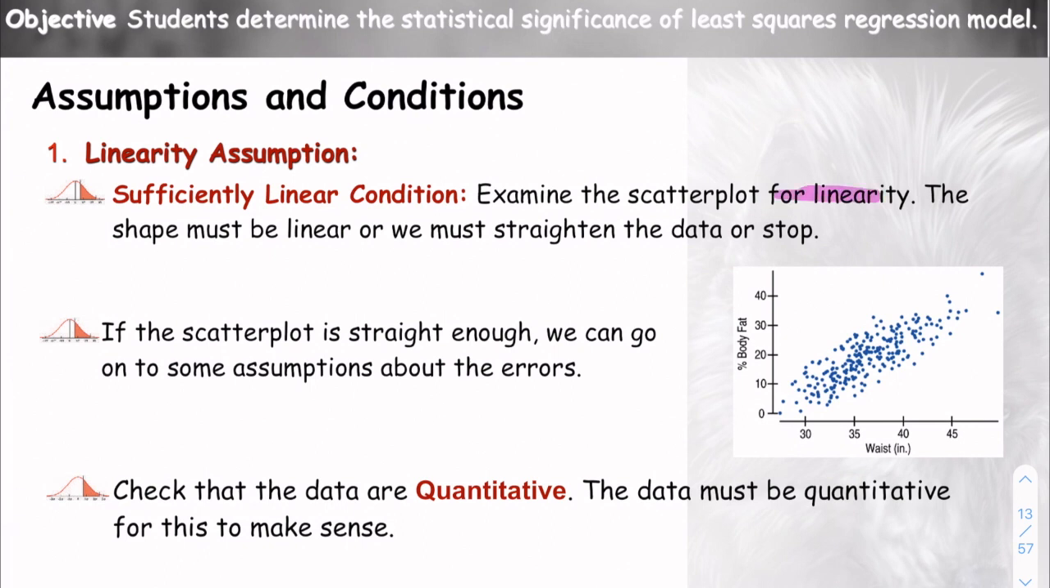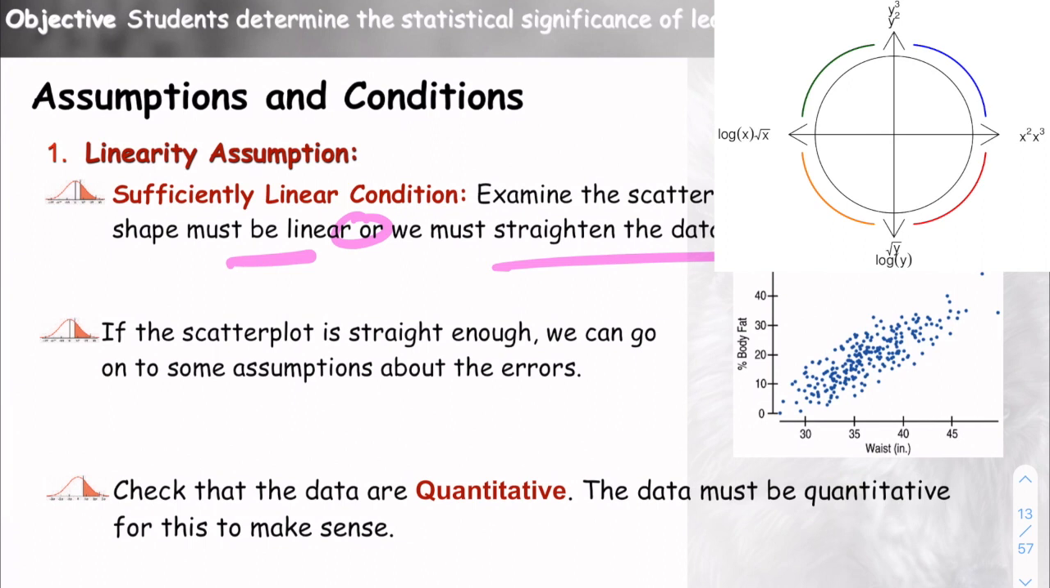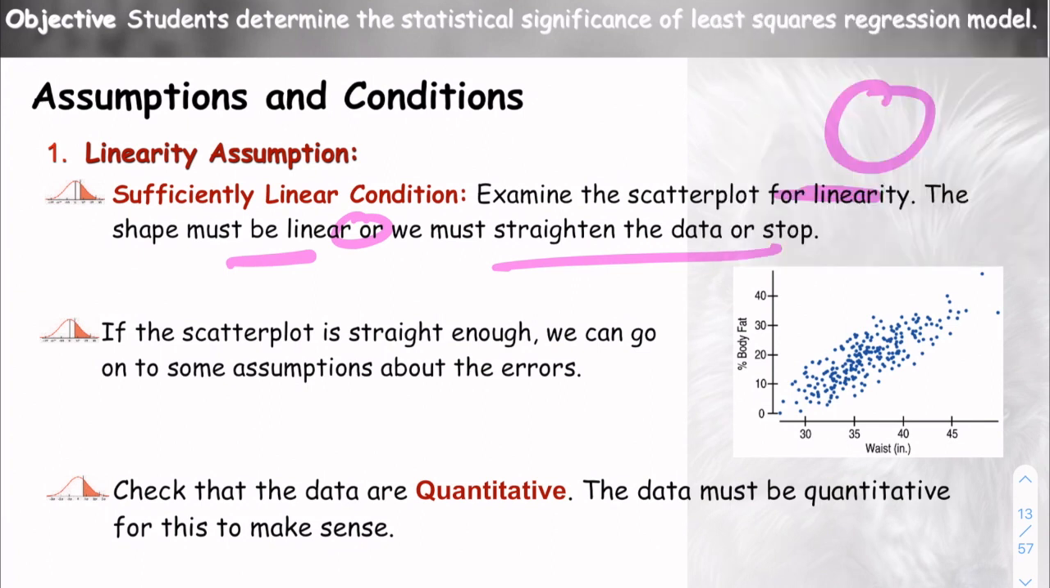The shape must be linear, or we must straighten the data. And we've talked about that. We either take the log of x or the log of y or log both. And that goes to that circle from Chapter 9 if we're going up or down in terms of the power. If the scatter plot is straight enough, we can go on to some assumptions about the errors.